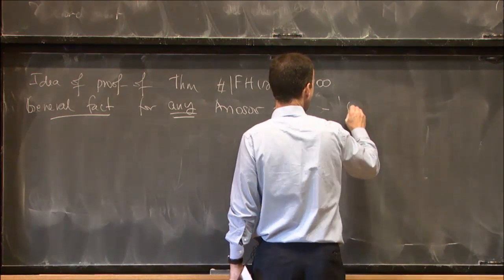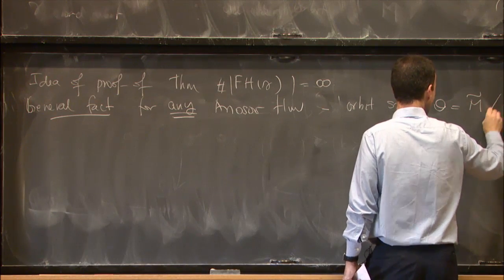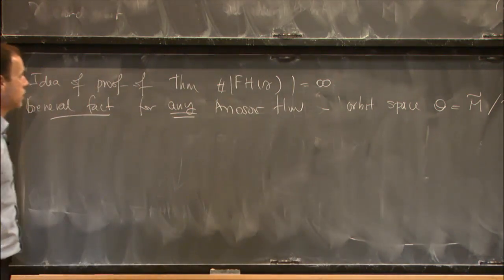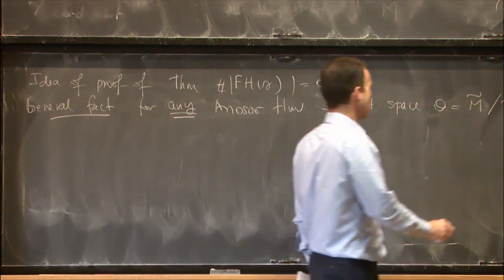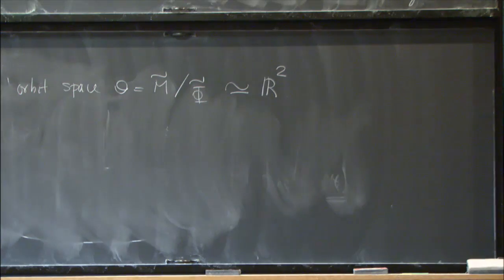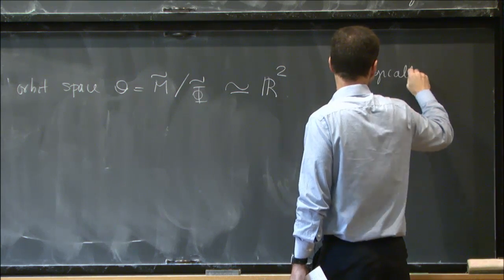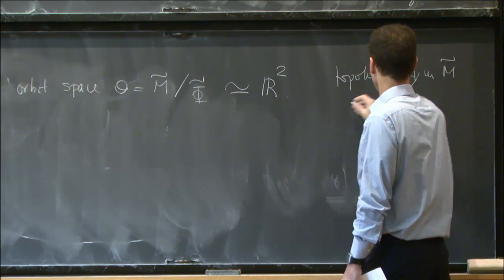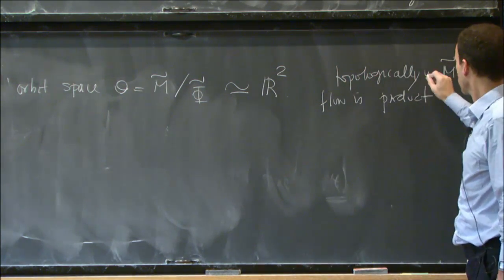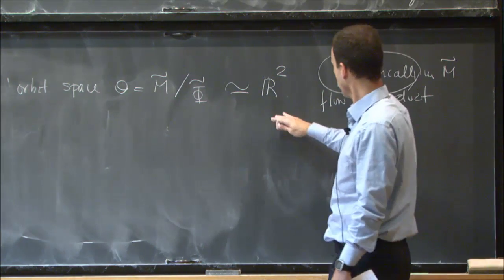This is called the orbit space, which is the quotient of the universal cover by the flow. So here I'm going to identify two points which are in the same orbit. This is always homeomorphic to R2. Okay? So topologically, in the universal cover, the flow is a product. Topologically. Geometrically, no, the orbits may be going all over. But this is like R2 cross R.